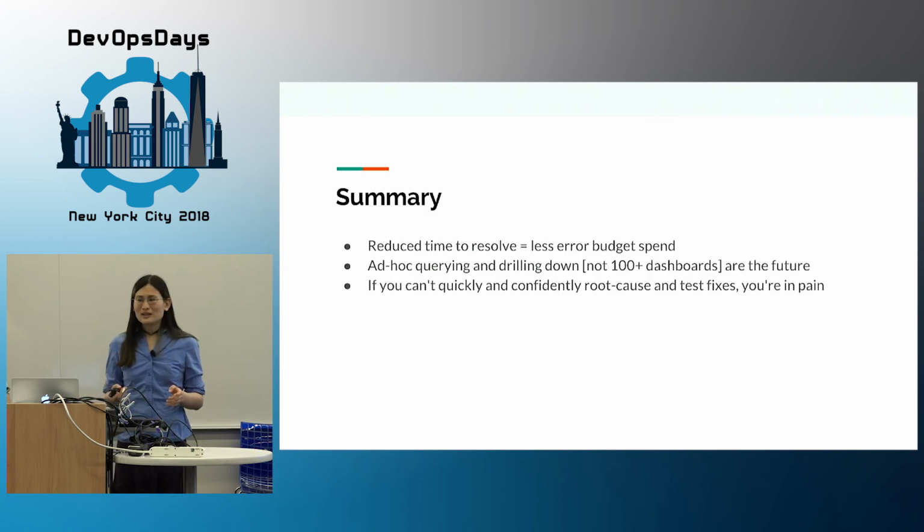So in summary, if you think about the whole OODA loop, focusing on time to resolve is most important, focusing on time to hypothesize and test is important. And if you have ad hoc querying and if you have exemplars, you can do that a lot faster. And if you can't do these things, you're spending a lot of time spinning rather than actually fixing problems.